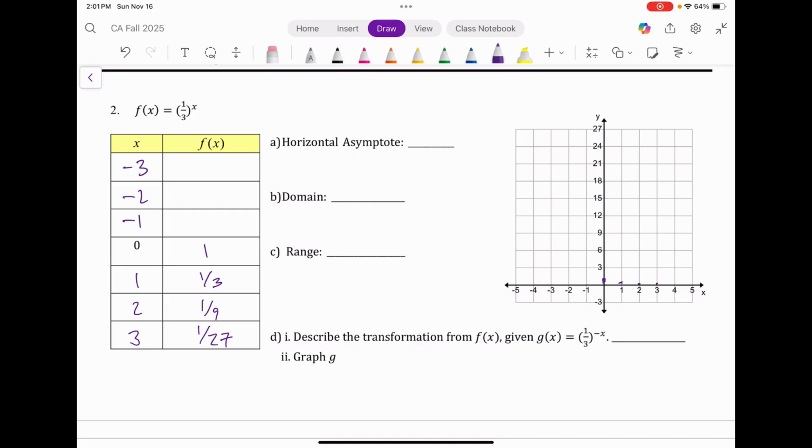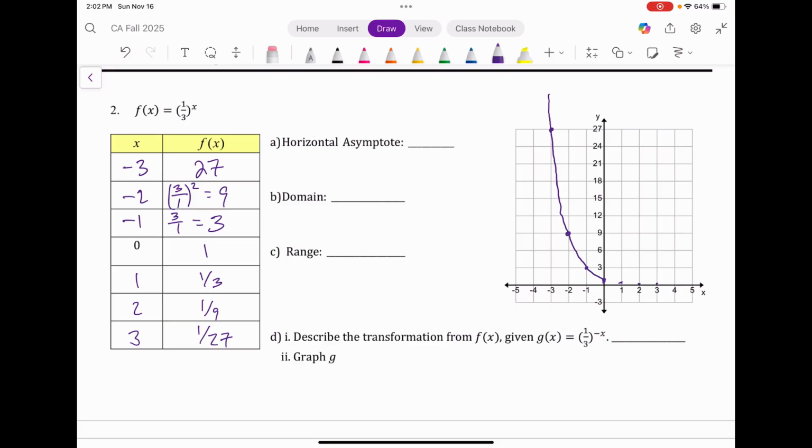If you got 1/3 to the -1, that actually flips it to be 3 over 1 by the negative exponent property, which is just 3. Same thing with 1 over 3 to the -2. This would flip it to be 3 over 1 to the power of 2, which is 9. And then 1/3 to the -3 would make it 27, because it'd be 3 cubed. And so it's the same graph as 3 to the x, just reflected over the y-axis.